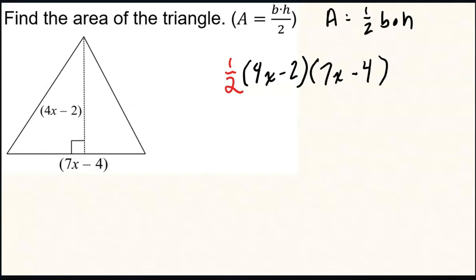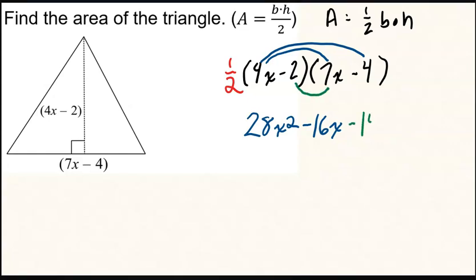So I'm going to distribute this 4x to the 7x, and that's going to give me 28x squared. Then I'm going to distribute this 4x to that -4, and that's going to give me -16x. Now I'm going to distribute the -2 to the 7x, and that's going to give me -14x. Then I'm going to distribute the -2 to the -4, and that's going to become +16. I was getting a little ahead of myself there. Now, just like last time, I have to combine like terms. So these two like terms here combine, and that's going to become -30x.